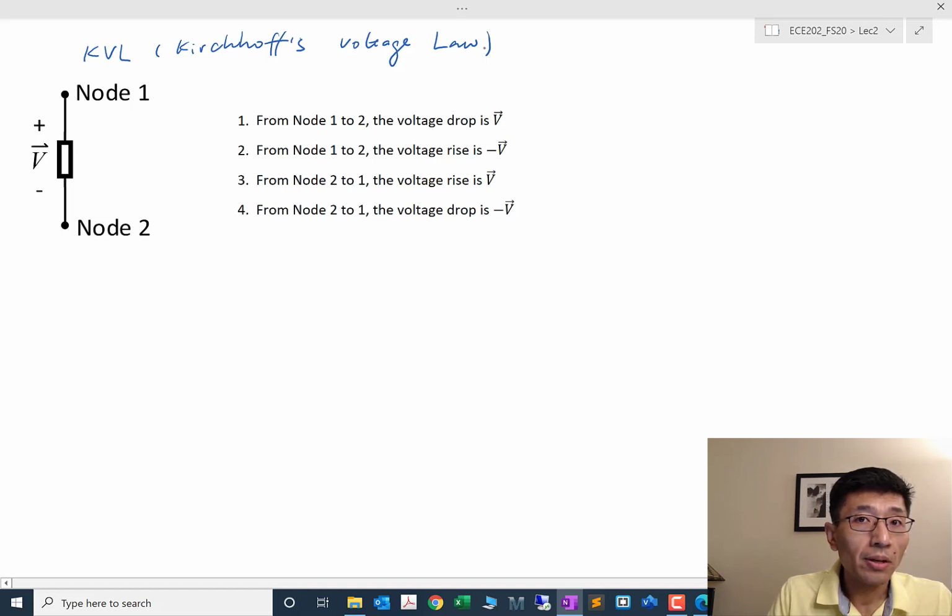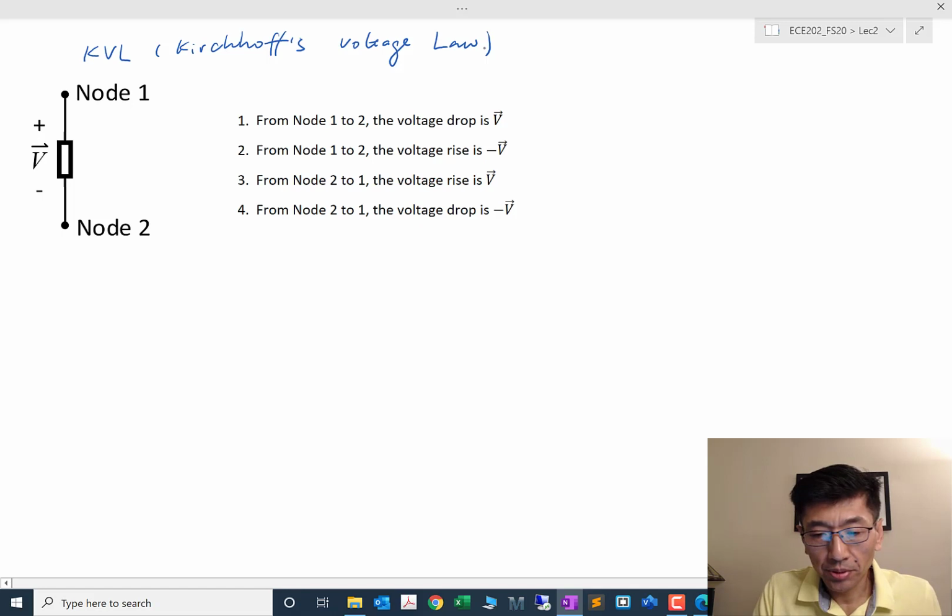But first we need to know what is the voltage rise and what is voltage drop. Based on my past experience, this is probably the most confusing point. It is much more confusing than the current entering or current leaving, because that's easy compared to the voltage. The voltage is the difference between two nodes, right? So other than the current just going through an element, this is a cross variable rather than a through variable, and it could be very confusing to some students.